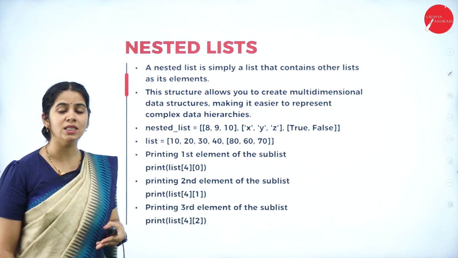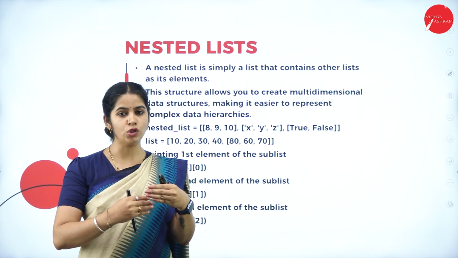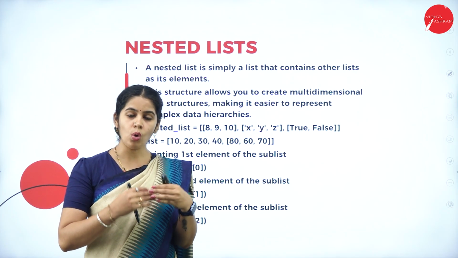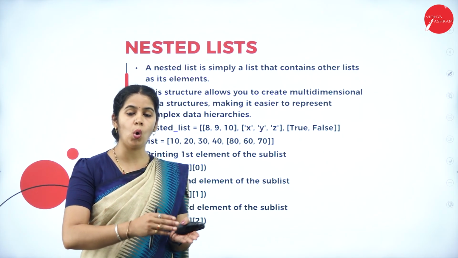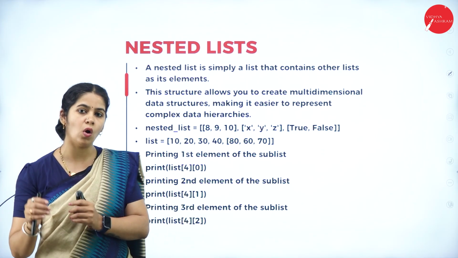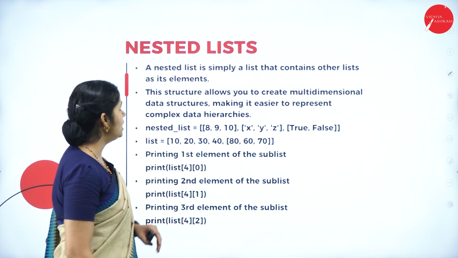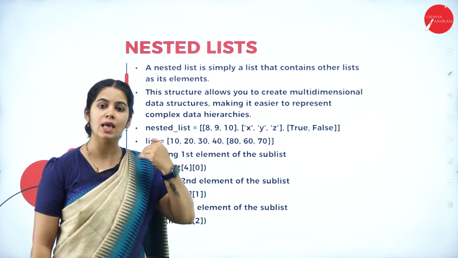Next, what is a nested list? Nesting means keeping one within the other, right? So we can create a nested list. One list will be holding the elements of the other list. That is called nesting. A nested list is simply a list that contains another list as its element.